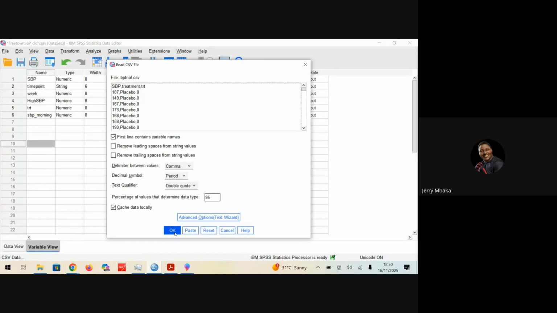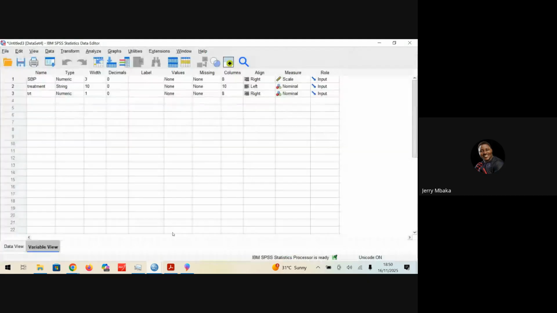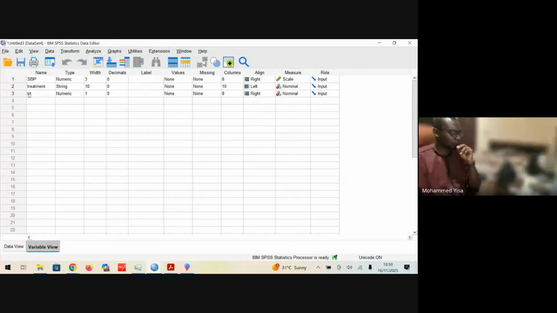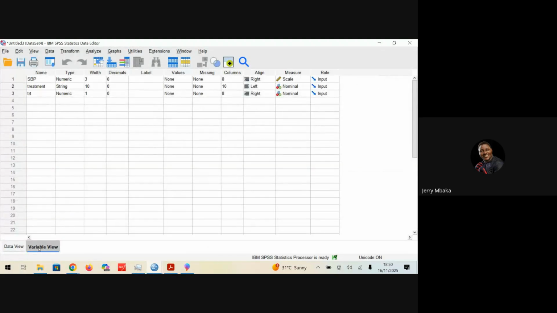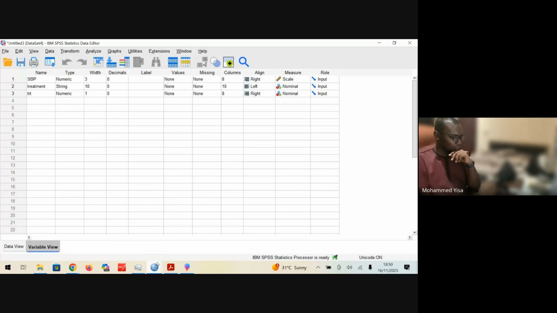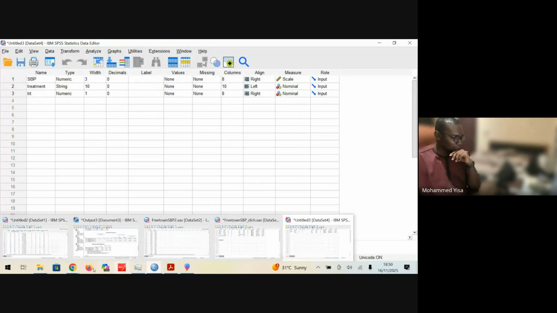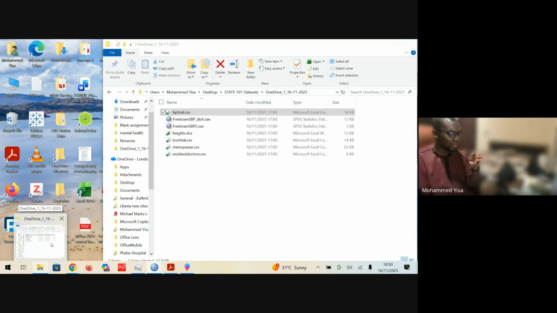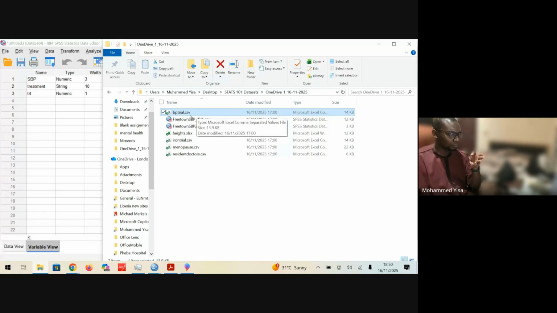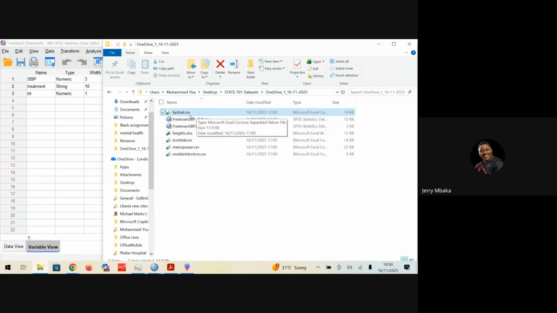Okay. So it's a data file, right? So now it has opened. Sorry, is it a data file? No, where is it? Because I don't have that. It's a CSV. Is it in the classroom? I don't have that file.